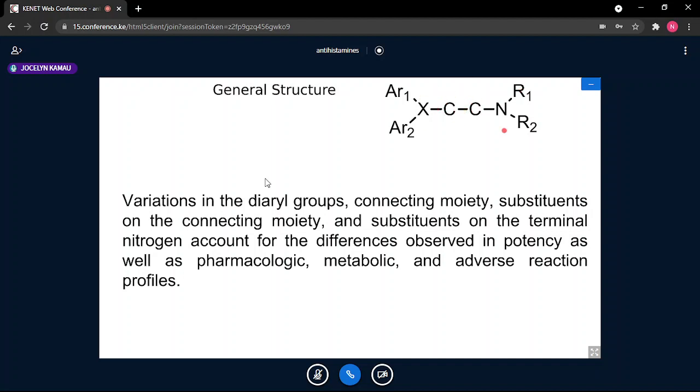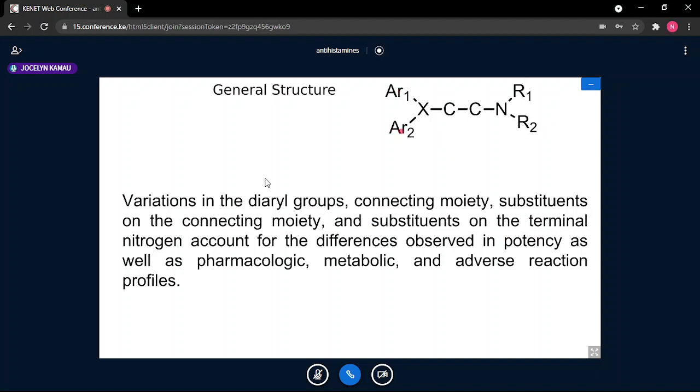You can vary the substituents of the connecting moiety, because we have talked about the piperazine ring, piperidine ring, and aliphatic groups. You can vary the substituents on the nitrogen, and that is what will account for the variation that you put here, there, and there. That is what accounts for the classification of these drugs. At the same time, it will account for the differences observed in the potencies in the different classes, as well as the pharmacologic, metabolic, and adverse reactions.